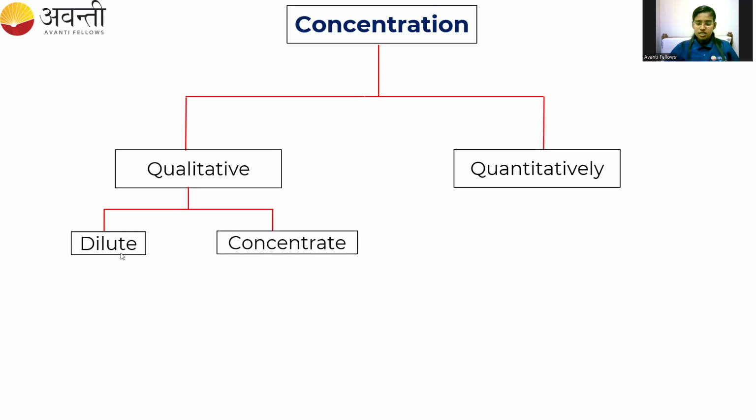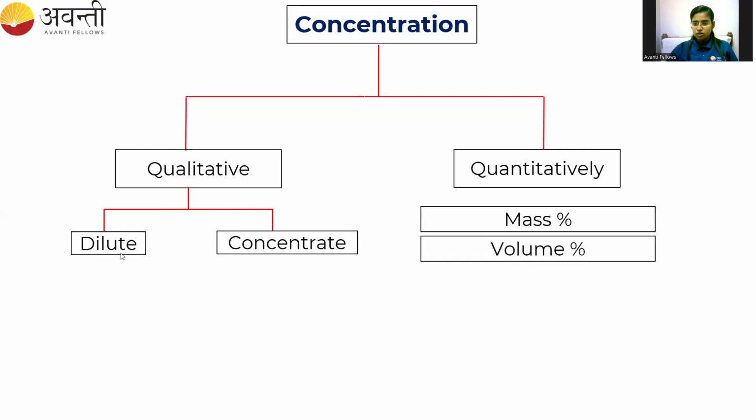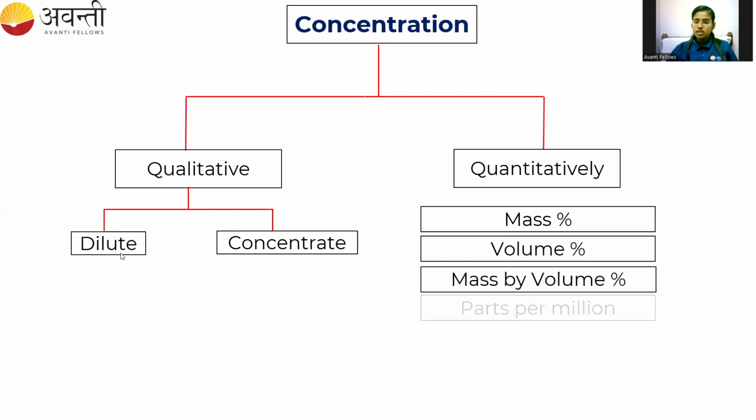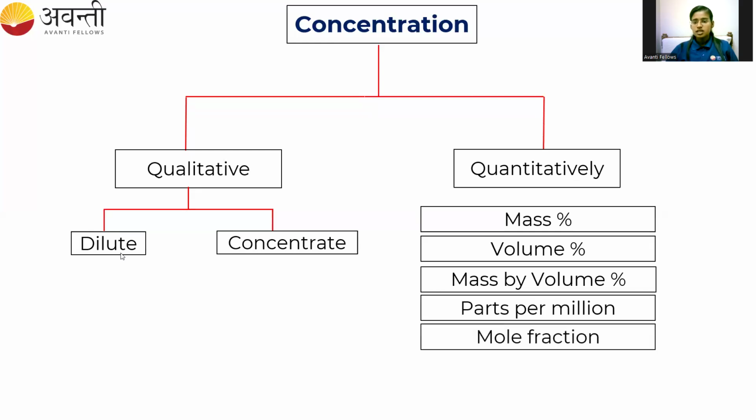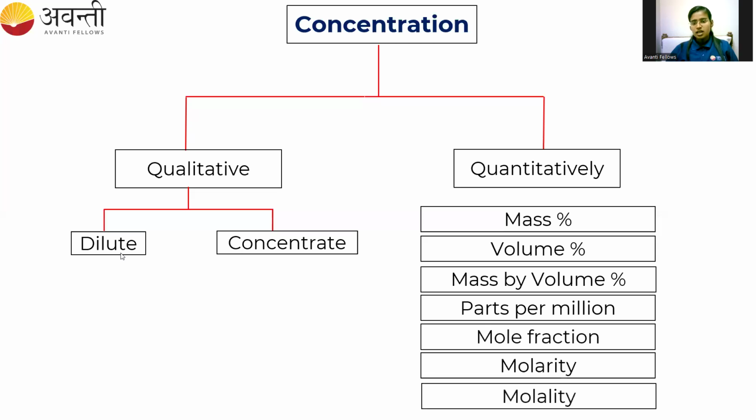The first term is mass percentage. The second is volume percentage. Third is mass by volume percentage. Fourth is parts per million. Fifth is mole fraction. Sixth is molarity, and seventh is molality. So these are the seven concentration terms we use to find out the concentration or strength of any solution. Got it?